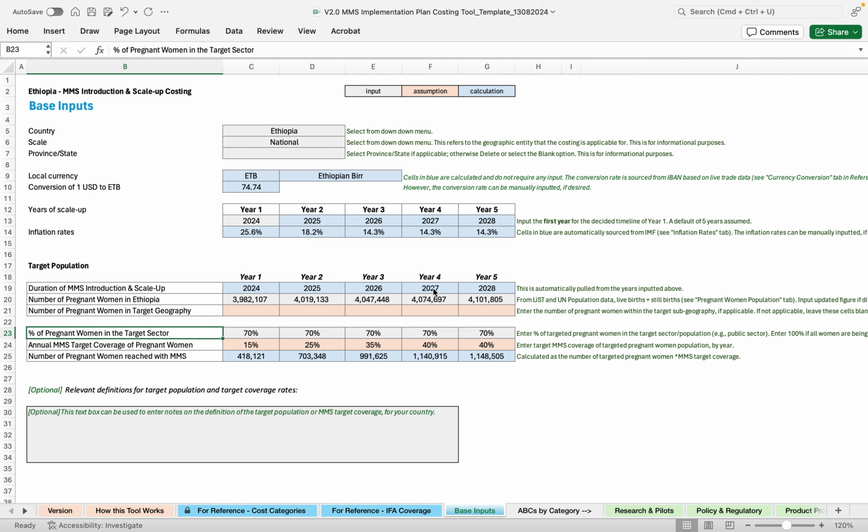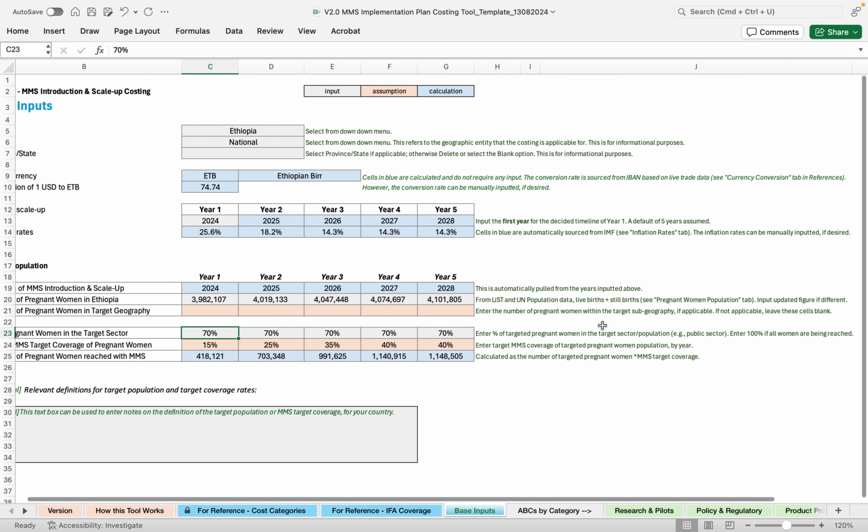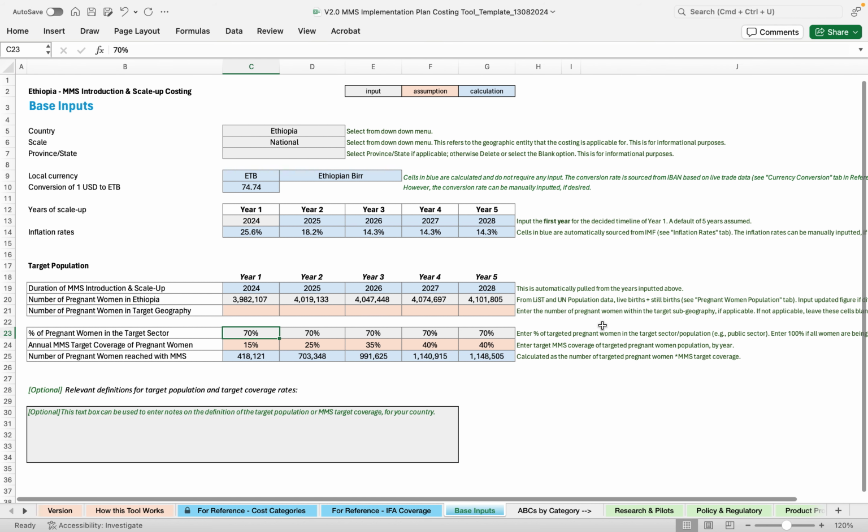This entry is the percent of pregnant women in the target sector. So it is meant to take into account if this tool is meant to only consider the number of pregnant women in the public sector, for example. If so, then you enter the percentage of pregnant women in that target sector or population. Enter 100% if all women in the country are meant to be reached.